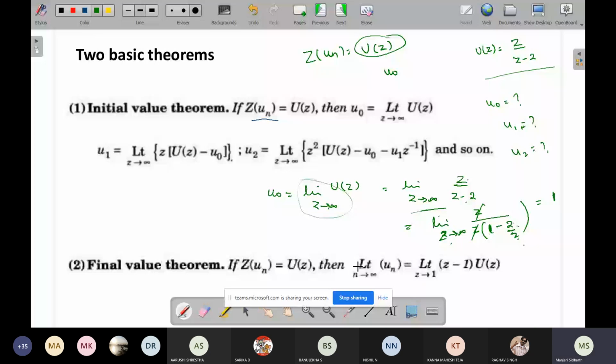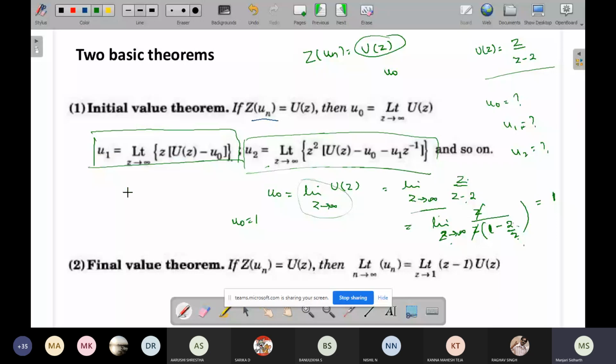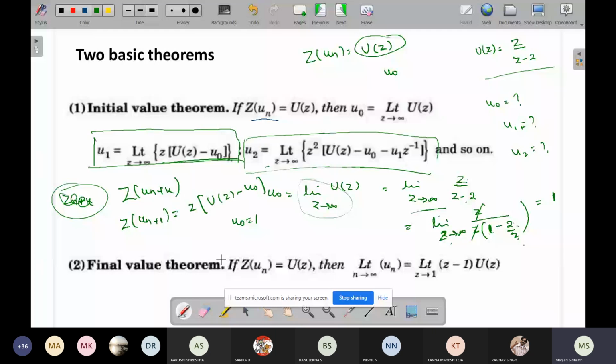Then u_1, for u_1, this is the formula. For u_2, this is the formula. Like we have read the shifting theorem, Z transform of u_(n+k). So use that formula only. What I'm writing, sorry, Z transform of u_(n+k). So the Z transform of u_(n+1) was z into U(z) minus u_0. Just to make you remember these things.